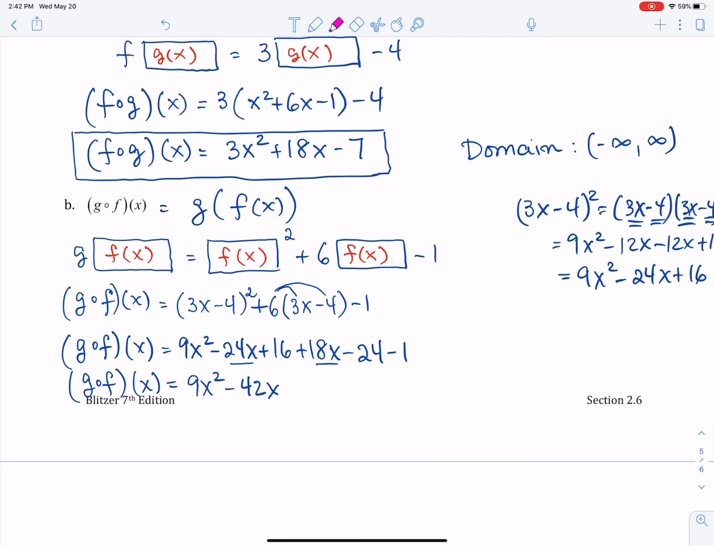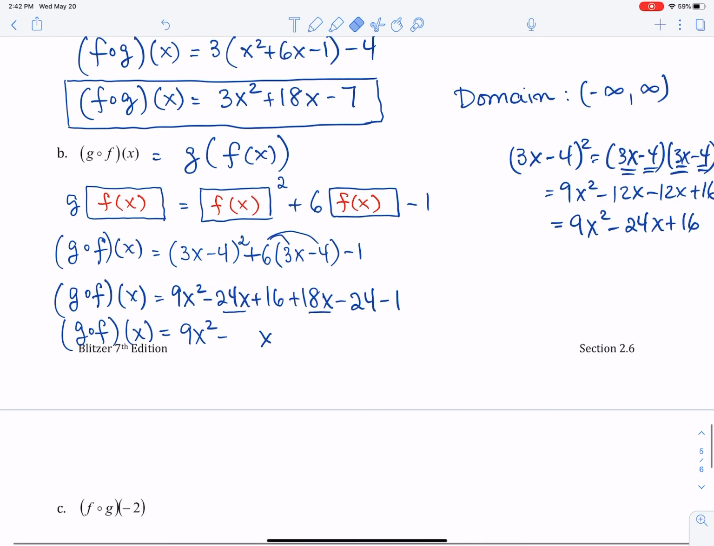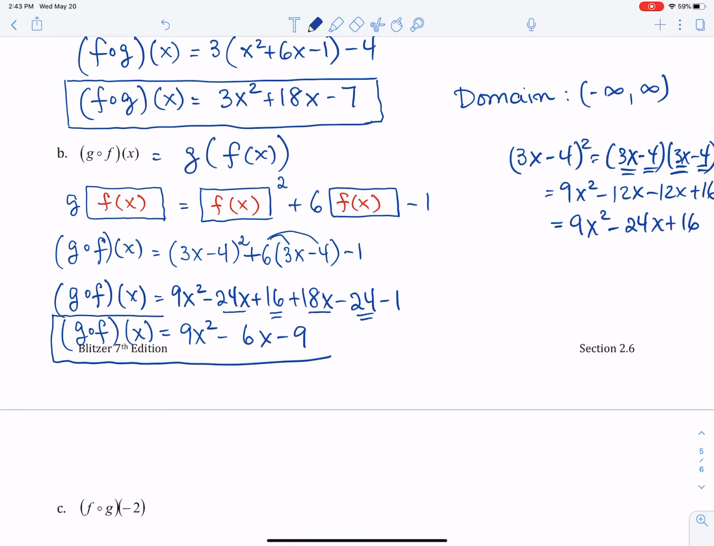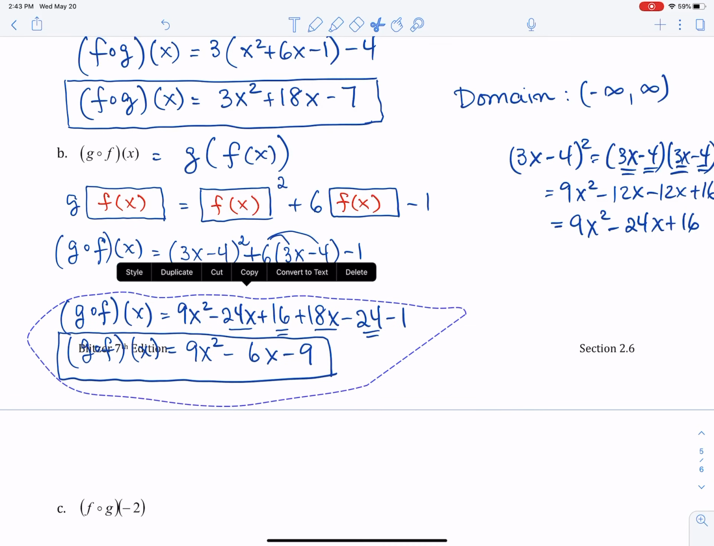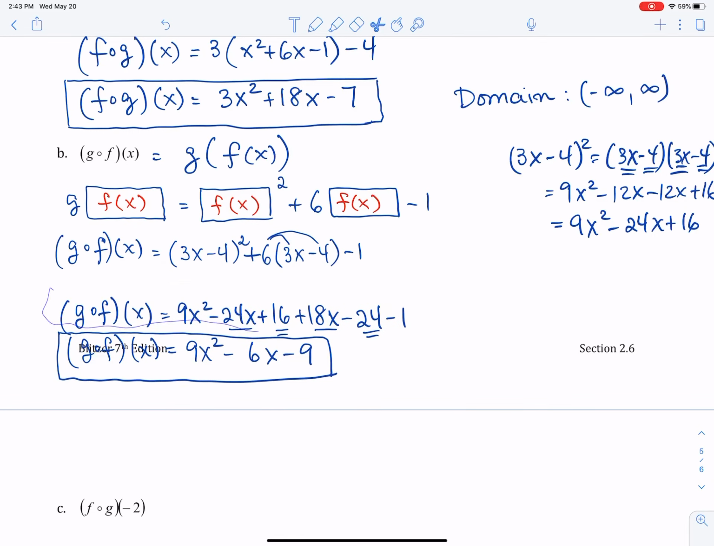I'm glad I caught myself. So negative 24 plus 18, that's going to be negative 6x. And then 16 minus 24, that's negative 8, minus 1 is negative 9. So g of f of x is going to be 9x squared minus 6x minus 9. A little bit of rearrangement here.